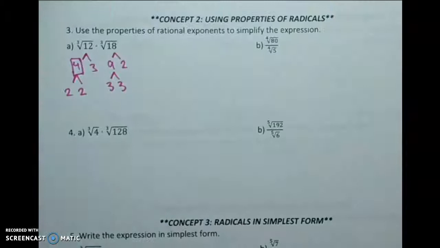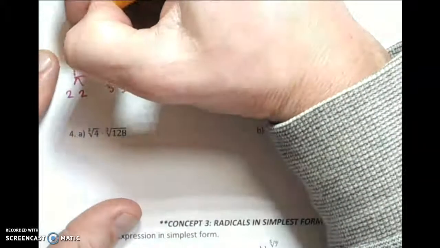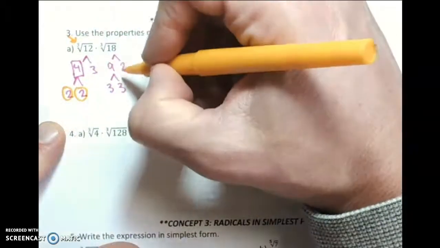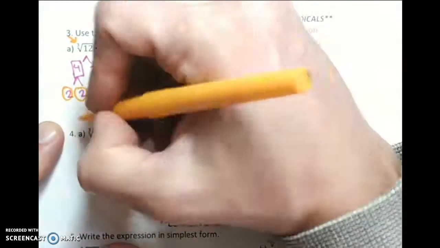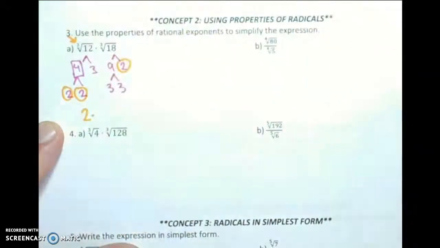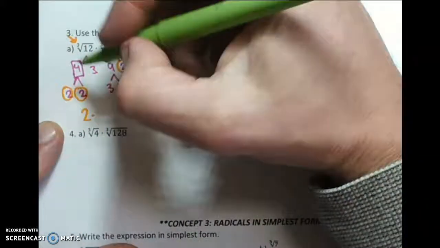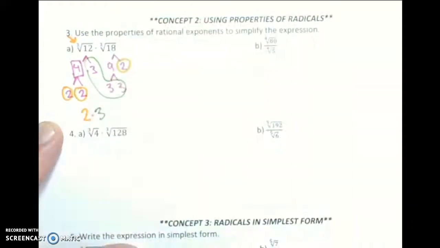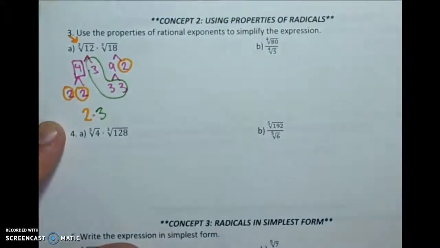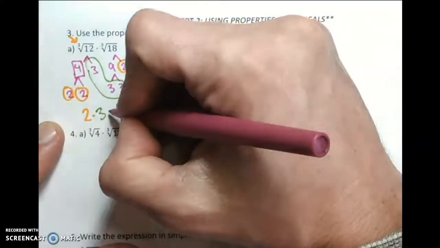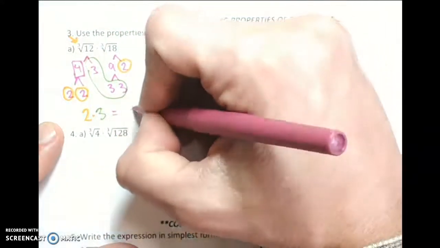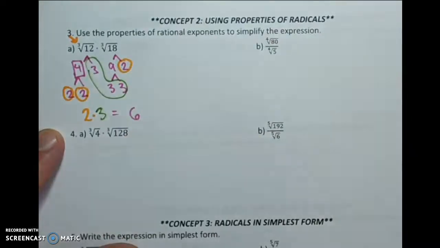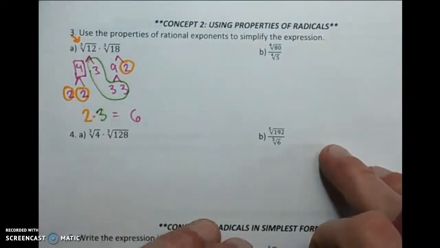And now what I'm looking for is groups of 3, right? So I've got 1, 2, 3 2s, so I can pull out that 2. And I have 1, 2, 3 3s. Pull out that 3, and what is 2 times 3? 6, and that's my answer. Nothing left under the radical. Perfect cubes. Okay.